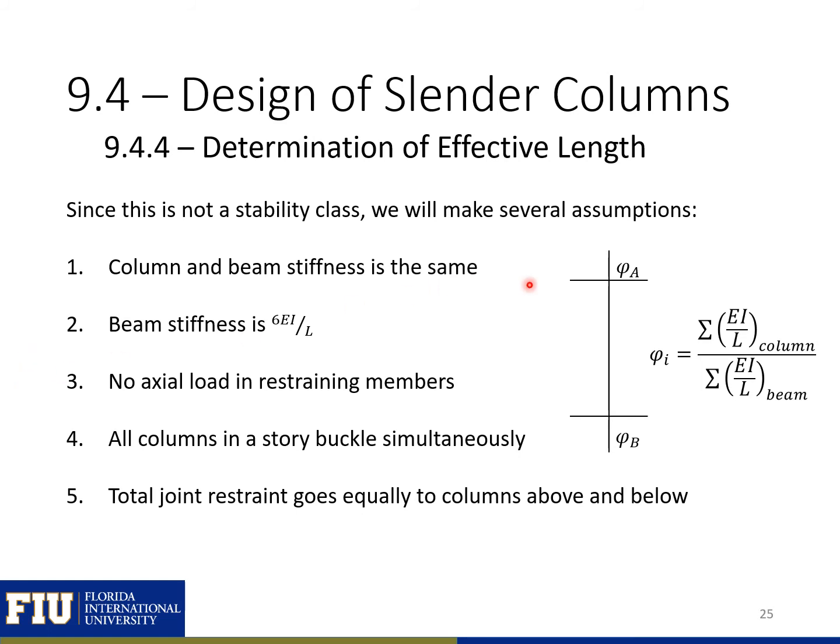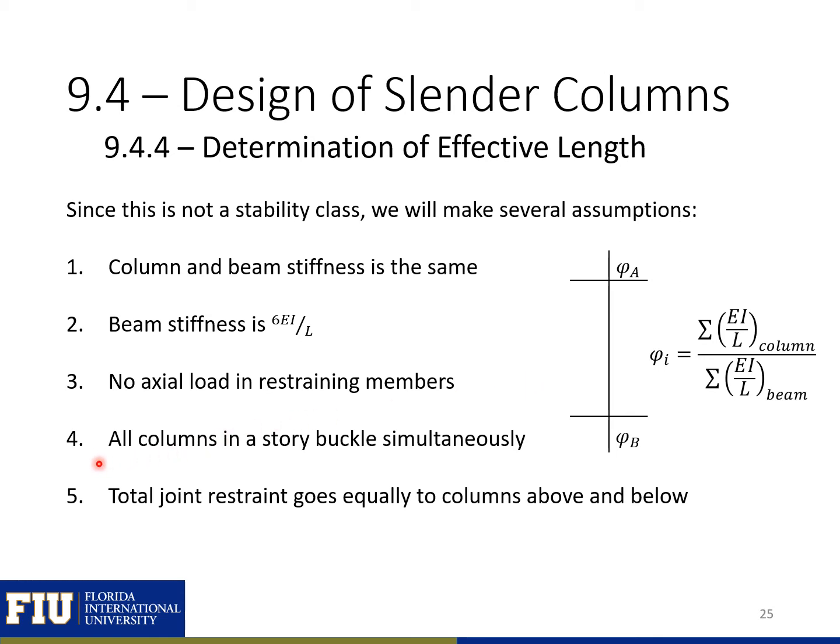So we'll assume that our beams are restraining members and our columns are the members being restrained, when actually you can have columns that are acting as restraining members, or you can have beams with axial load in them, which would decrease their effectiveness to restrain the columns.